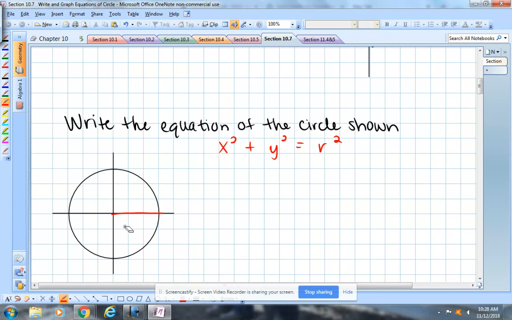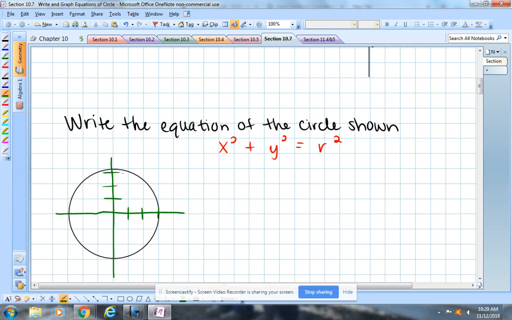If they didn't have it all nice and red for you, let me see if I can erase without erasing my whole circle. If they didn't have that red line there, oops, I can't. Could you find the radius yourself? How would you do that? Count your spaces across, right? Or you could do it vertically. All right? So if they just give you a graph like on your homework tonight or whatever, you can count the radius if they do not tell you the radius, if it's centered at the origin.